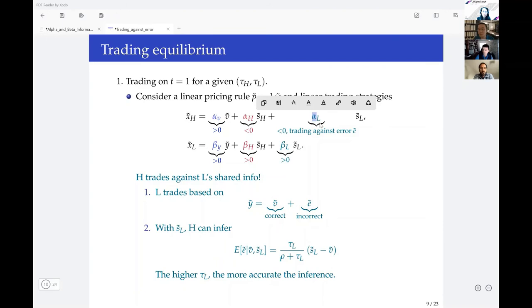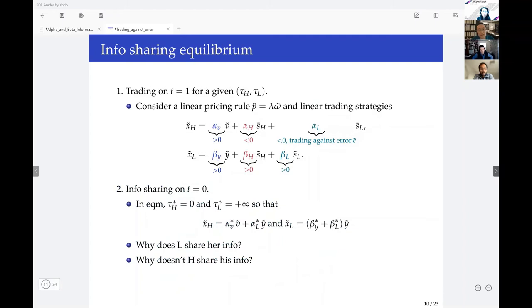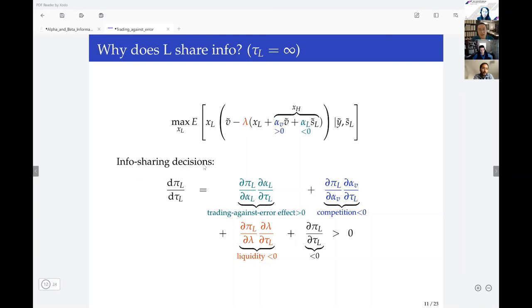So that's the economic logic. And then we show that formally. What we do basically is look at the profit and take the derivative. There will be four effects in this derivative. If L investors share more information, that will change the market maker's lambda, and also some other effects. But the key is that there are four effects, and only the trade-against-the-error effect is positive. All the other three effects are negative. It turns out this positive effect is so strong that it dominates. The overall effect is positive, so the first order condition is mathematically always positive. As a result, the L investor always wants to share everything with H investor. That's a mathematical proof.